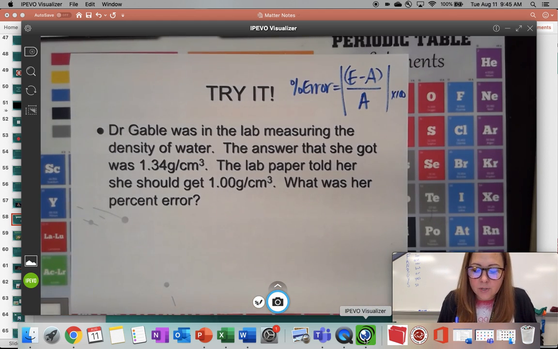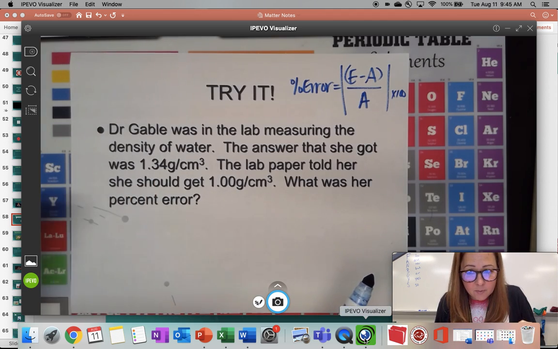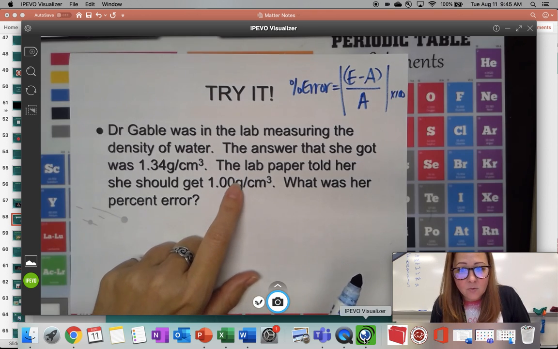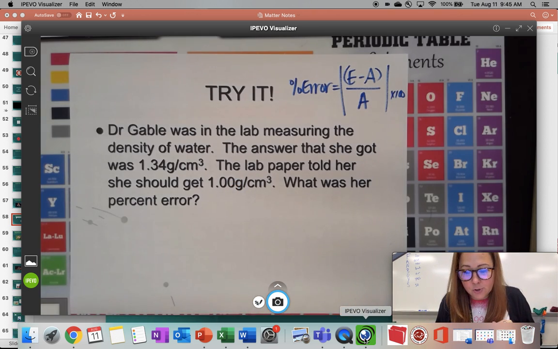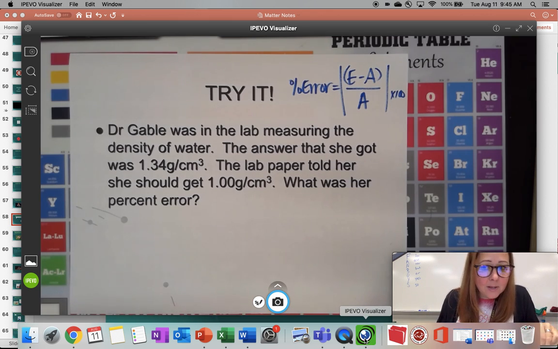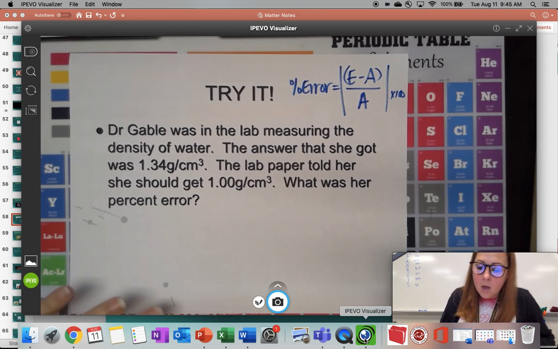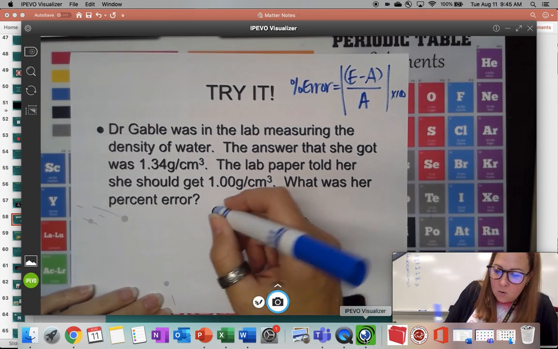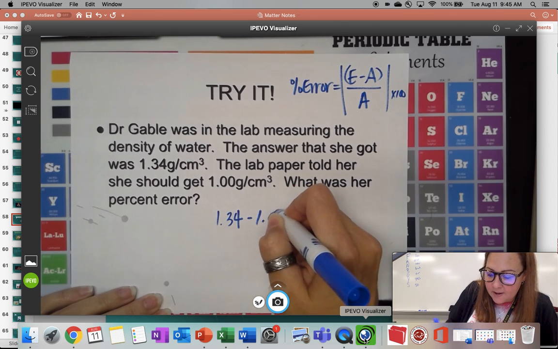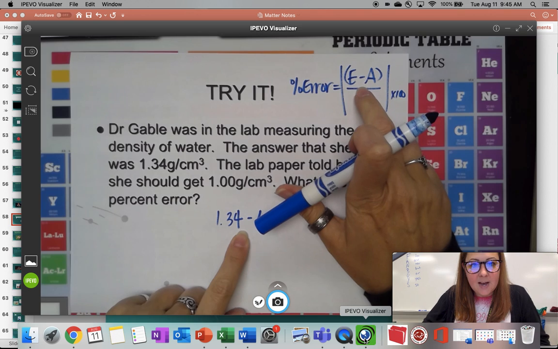So in order to do this, you're going to get the difference between your experimental, what you got in the experiment, versus your accepted value, which is the value that everybody in the world says that you should get. Experimental, what you got in the experiment. Accepted is what you should get if you were 100% correct. So with this one, we're going to take our experimental value and subtract off our accepted value. You're going to get a difference there for the number that goes on top up here.